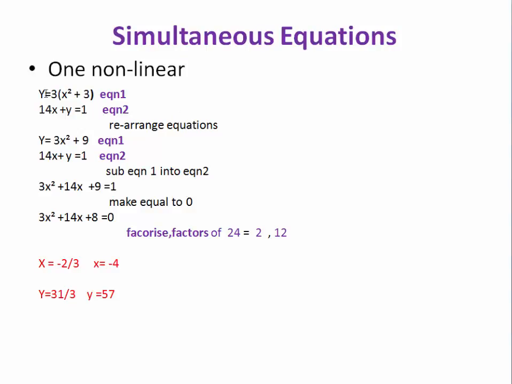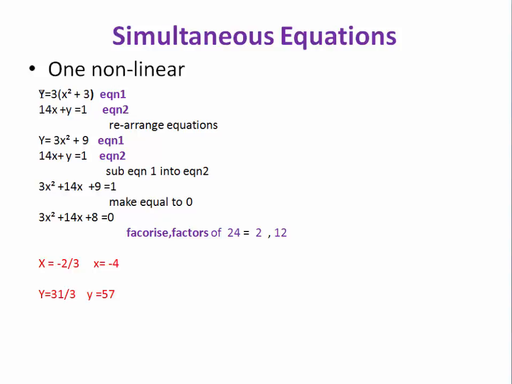Okay, here we've got y equals 3 multiplied by x squared plus 3 in brackets, so quadratic. Here we've got our linear. Rearrange our quadratic so that it becomes y equals 3x squared plus 9. 3 times x squared is 3x squared. 3 times 3, 9. Rearrange our equation 2 if needed. Here we don't need to, so we've got the y by itself inside the equation.